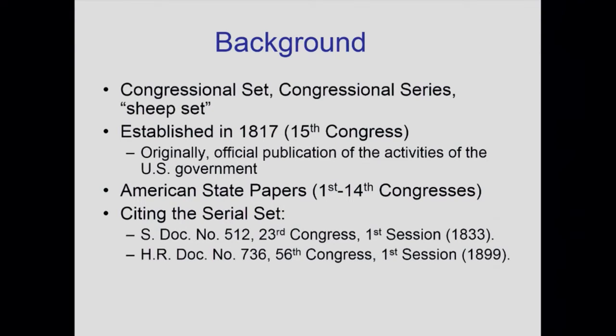And then since it started in the 15th Congress, they also decided at the same time to retroactively compile information from the first 14 Congresses, and those are in the American State Papers, and we'll take a look at that in just a moment. And the serial set is just that. It's a numerical set of publications, starting with one, going up to more than 15,000 volumes today. It is still produced today.